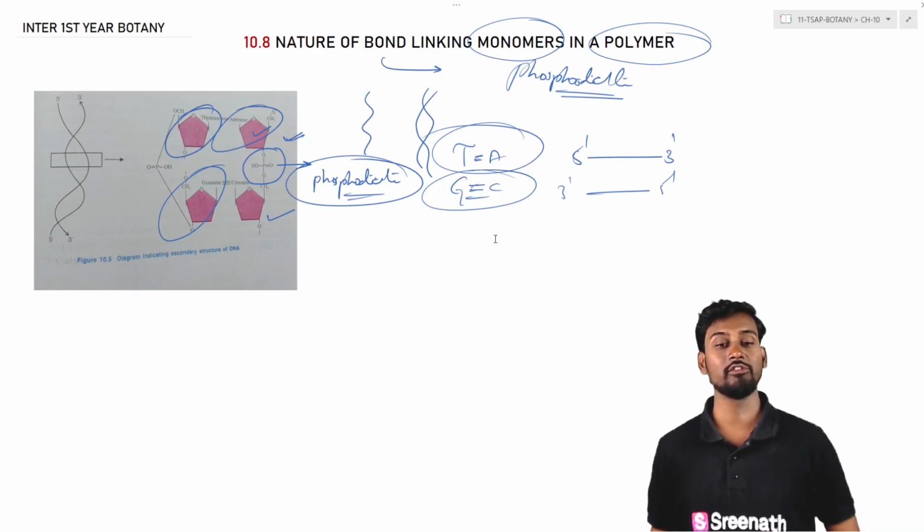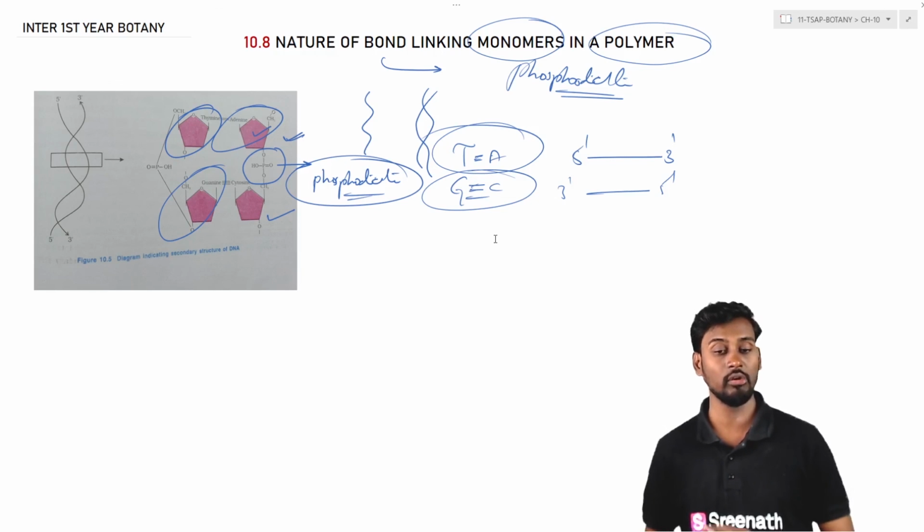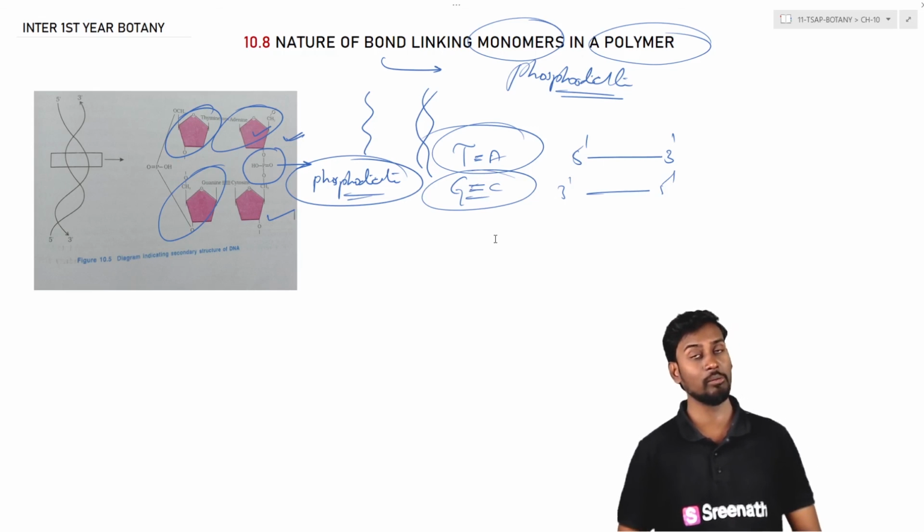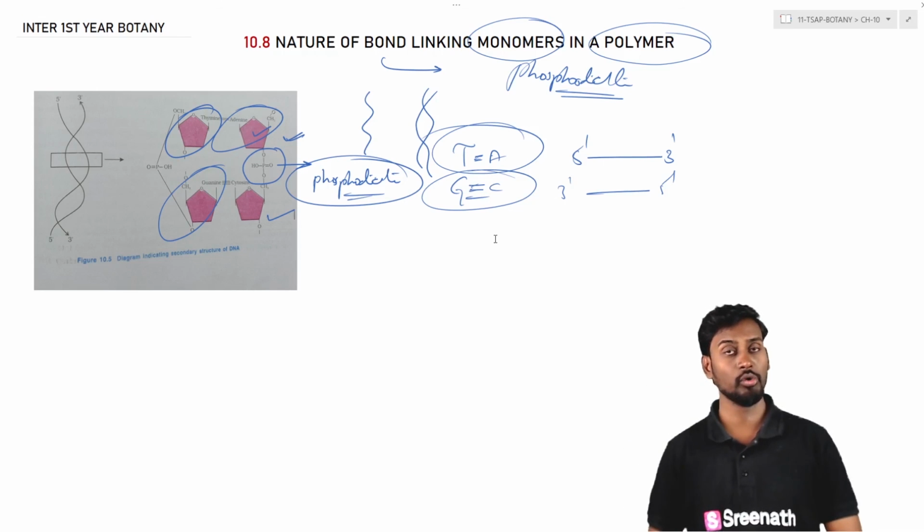And coming to the nature of the bond generally created between the monomeric forms in the polymeric form of the molecule, the phosphodiester linkage is the one which is created between the monomeric forms of nucleotides. In case of DNA, one strand will be anti-parallel to the other strand, and between the nitrogen bases, hydrogen bonds are generally involved in this process.